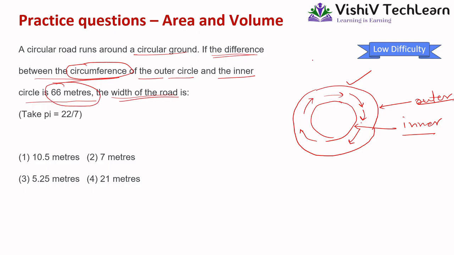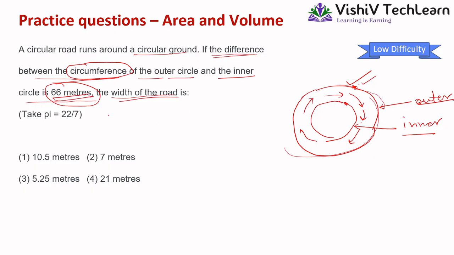Now this circumference means if we start measuring the length from this point, and if we revolve around this outer circle, and come back to the same point by making a full round, then this entire length is the circumference we have to consider, and the circumference of the inner circle as well. So the difference between these two circumferences is 66 meters.